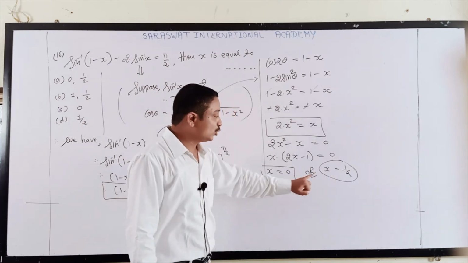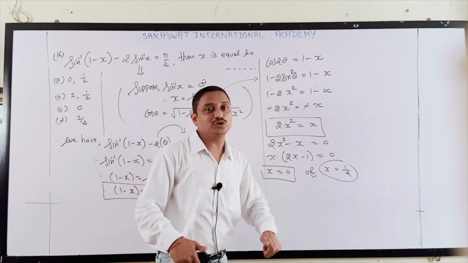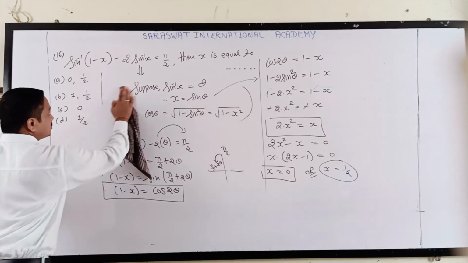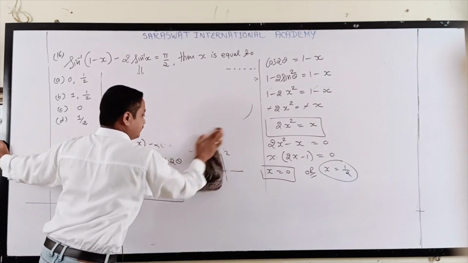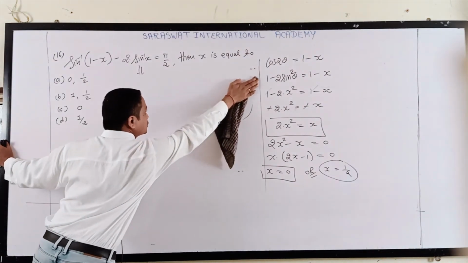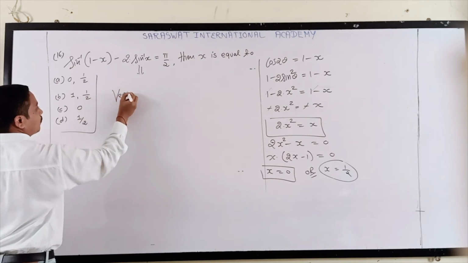Now students, wait and check whether both answers are true. Sometimes both are true, sometimes not. Maybe only one is true. So I go to verification. Students, verification is necessary. That's why this numerical is a 3 marks question. So I go to the first verification.